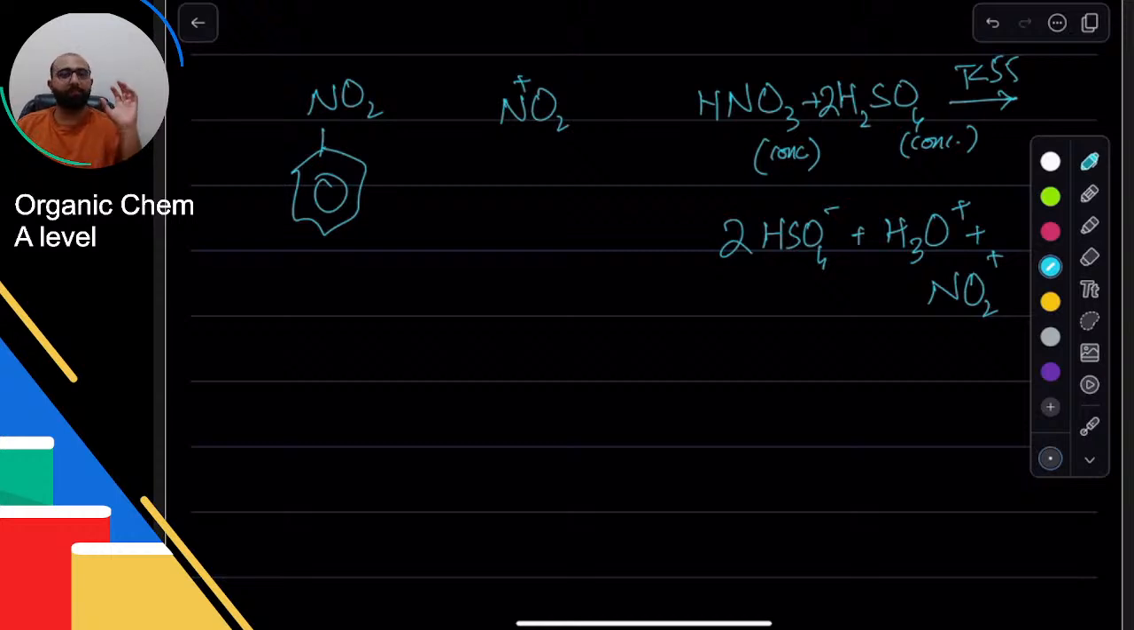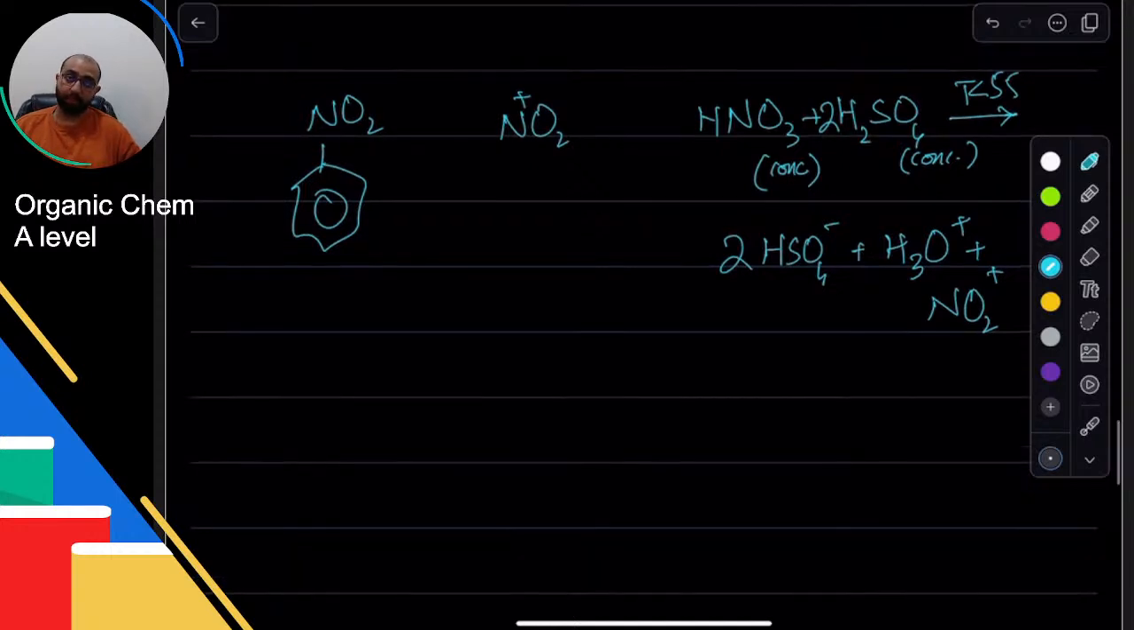First of all, nitric acid is going to give us NO2 plus and OH minus. That OH minus is going to react with sulfuric acid, neutralization. Then HSO4 minus is going to be made, which is H2SO4 reacting with water. We don't need to go into the detail of that. It's simply that we are going to end up with NO2 plus, and once you have NO2 plus, you can react with that.